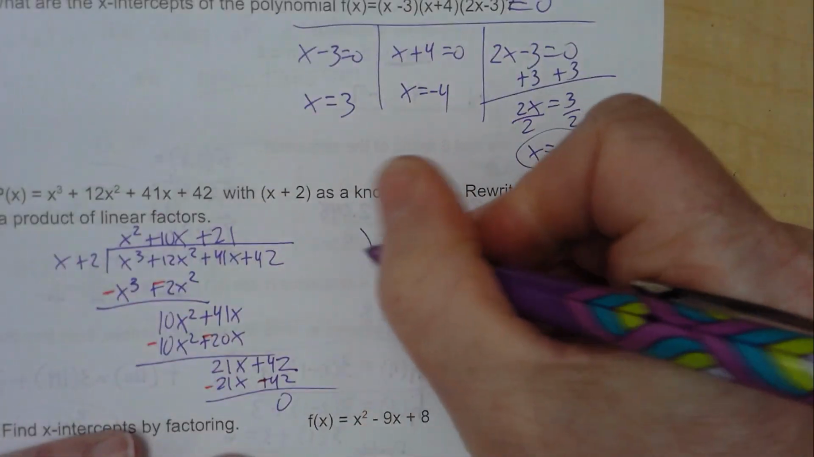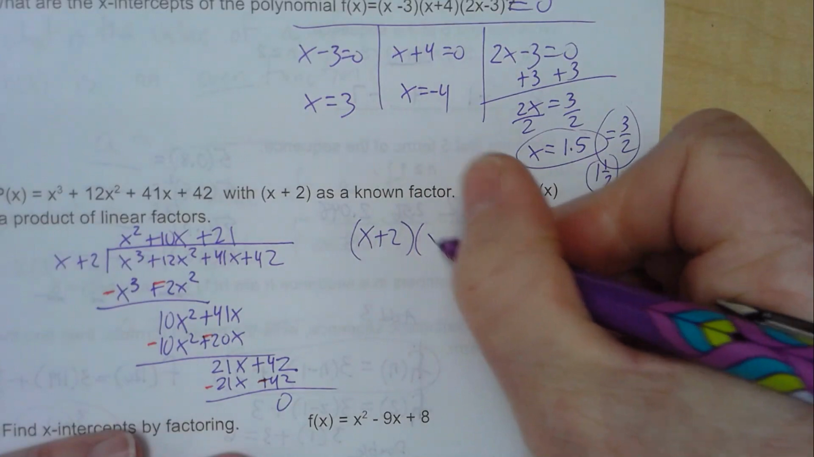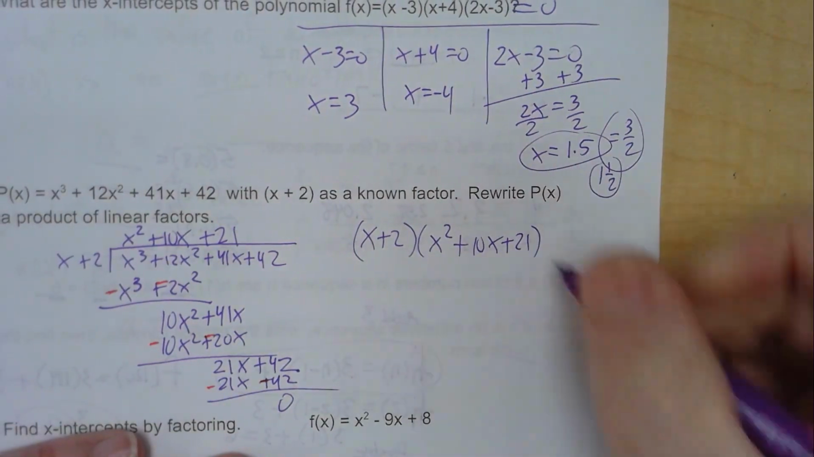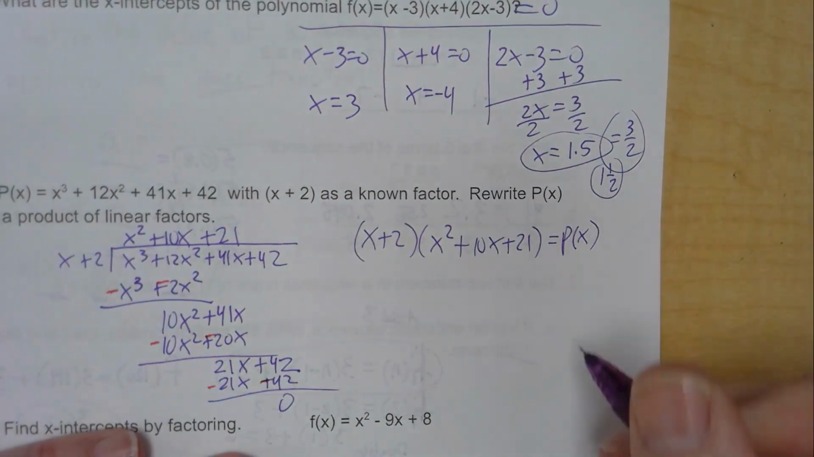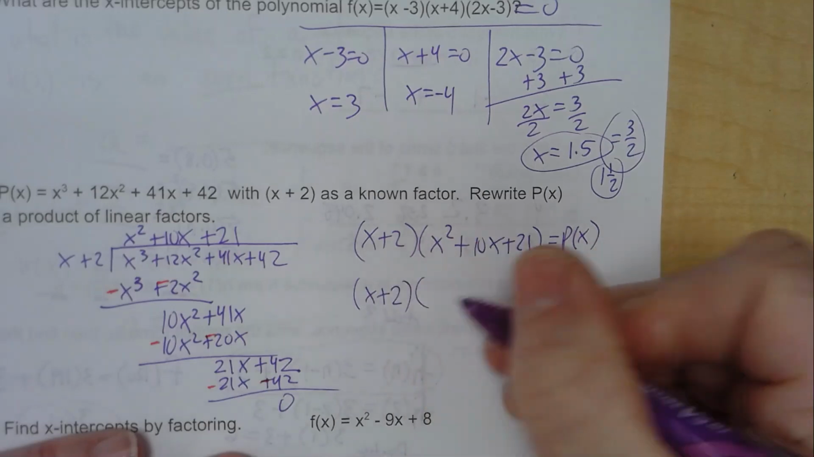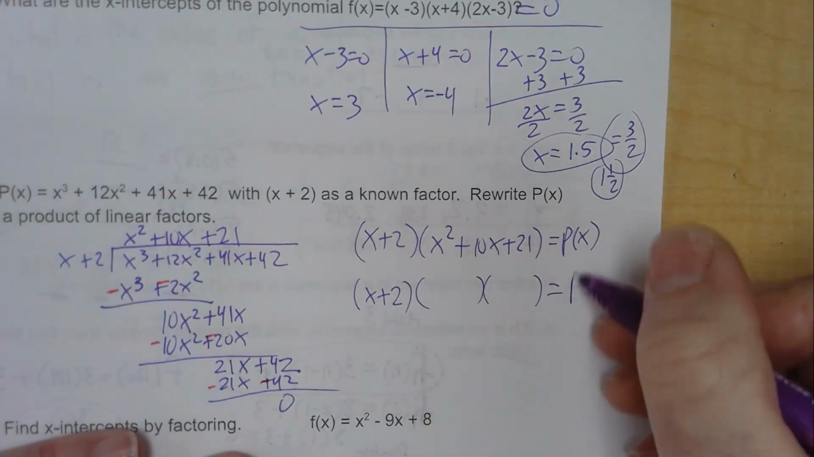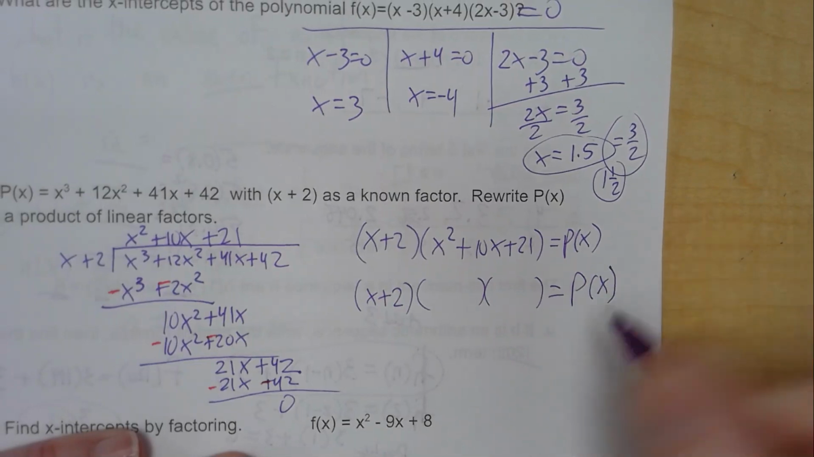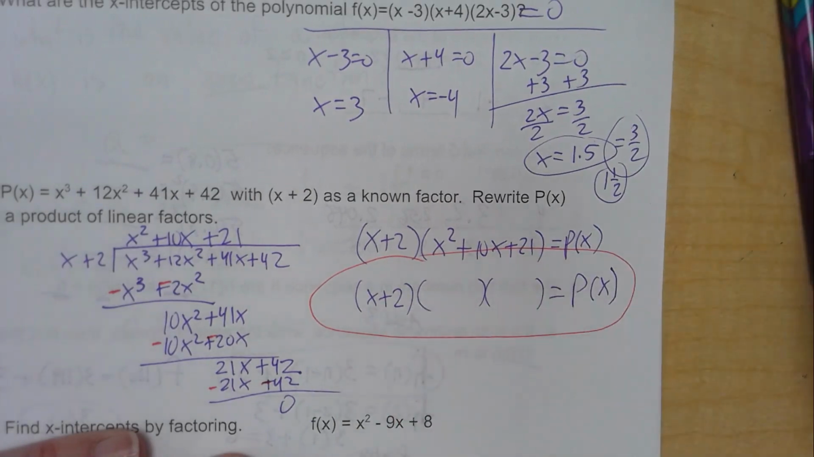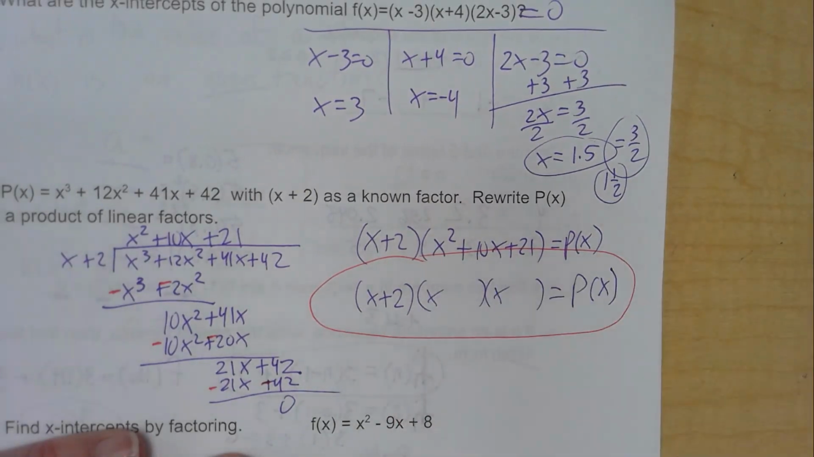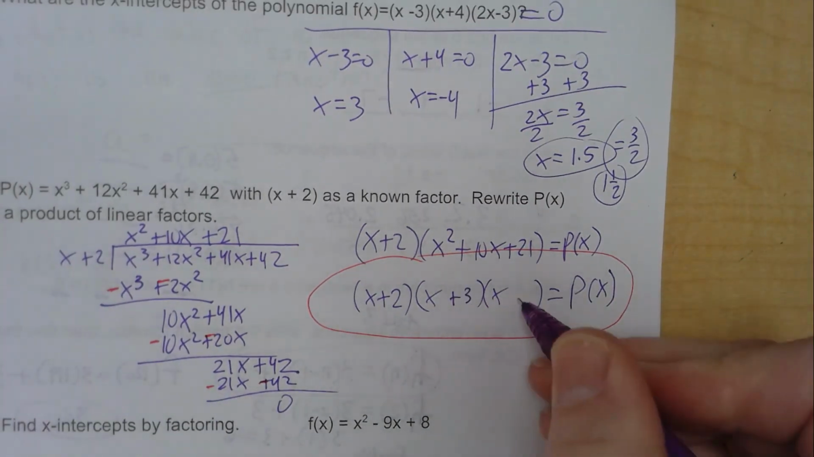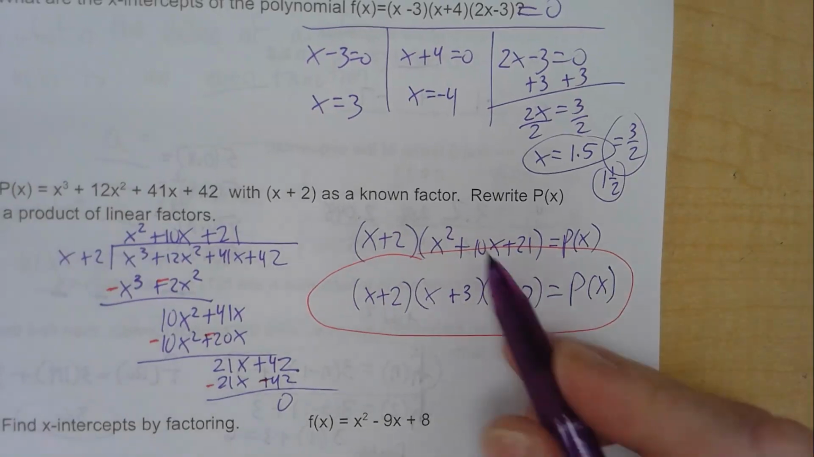So now we know that x plus 2 times x squared plus 10x plus 21 is the same thing as p of x. But we want linear factors. So I have this one known linear factor, and then I'm going to take the second part here and break it up. So this is the answer right here. I want 3 linear factors. So I do x, and I factor this. 21 is 3 and 7. 3 and 7 make 10 when you add them.